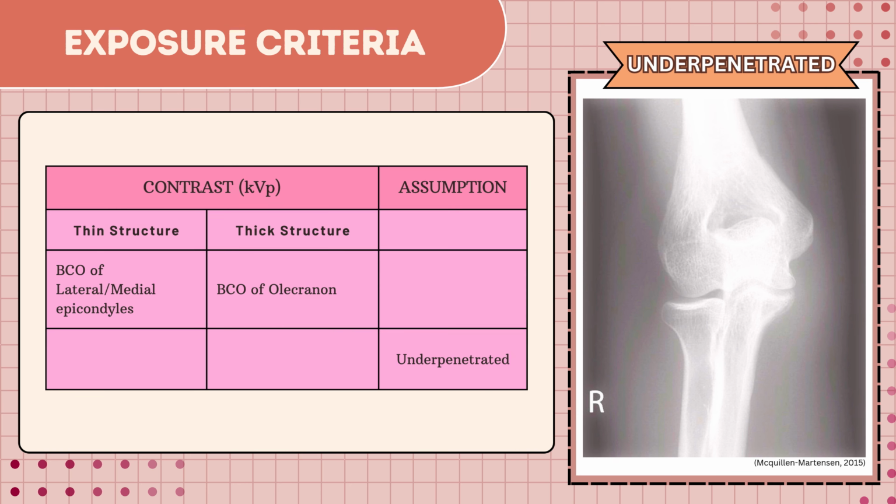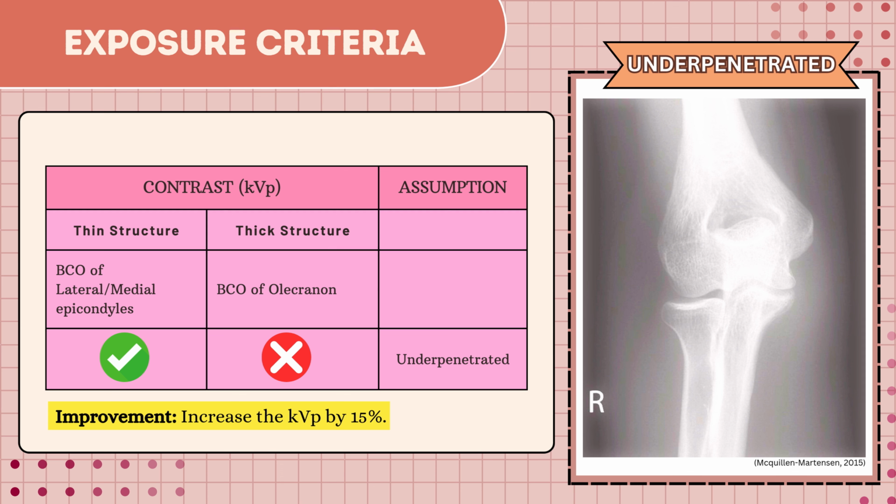Lastly is the underpenetrated radiograph. By evaluating the contrast of the radiograph, the BCO of thin structure, which is lateral or medial epicondyles, can be seen, whereas the BCO of thick structure, which is olecranon, cannot be seen. This is because there is not enough KVP used. So, the bony cortical outline of thick structure cannot be seen clearly. To improve, increase the KVP by 15%.